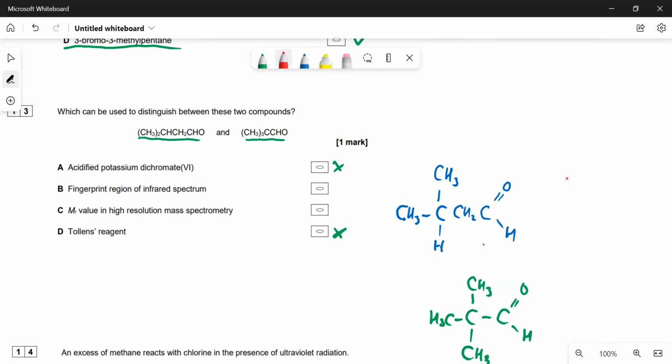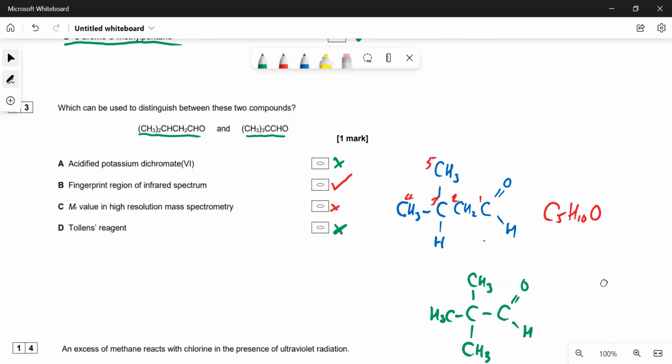High resolution mass spectrometry, well, that's not going to work. If you look, they've both got 1, 2, 3, 4, 5 carbons. They're both C5H10O. So they've got identical molecular formulae, so they will have identical m/z values for the parent ion here. Okay, that's not right. The fingerprint region, yeah, that's always going to work. Molecules always have different fingerprint regions in the infrared spectrum. So that's the answer.